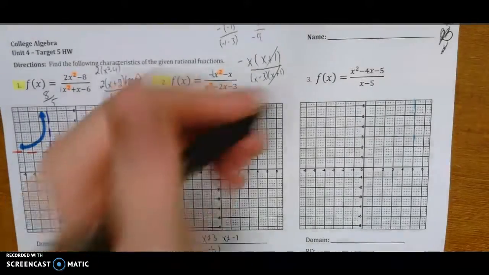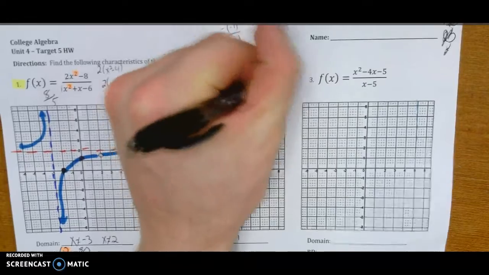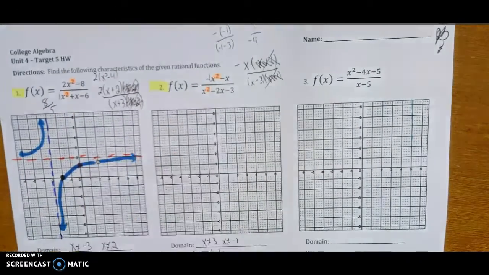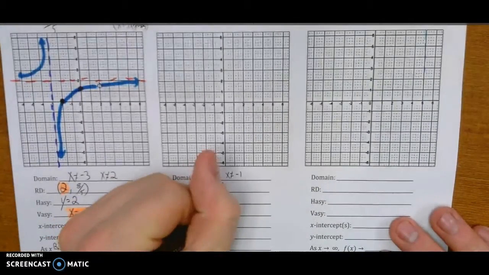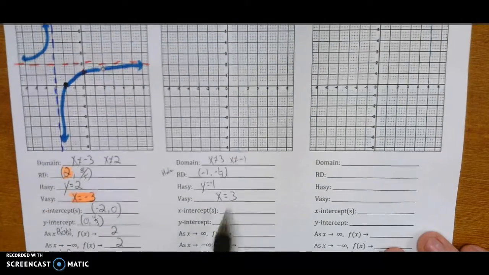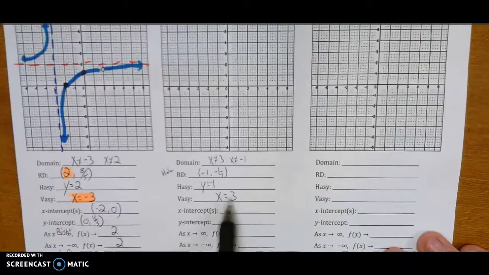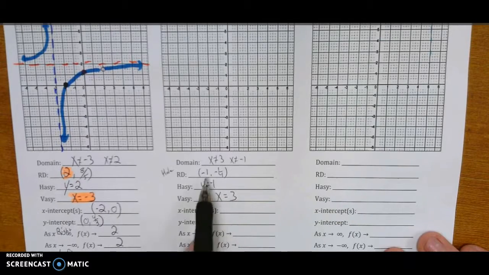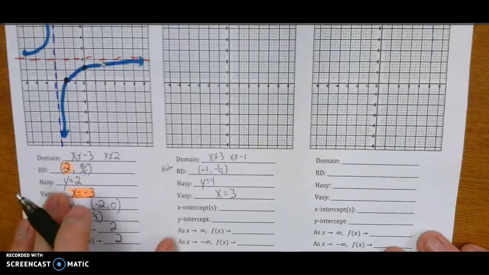So I look at what's left. Again, these pieces have canceled. The only thing left down below is the x minus 3, so I have a vertical asymptote at x equals 3. Just as a quick double check, these two values from the hole and the vertical asymptote should show up in our domain restrictions, and lo and behold, they do. Excellent.